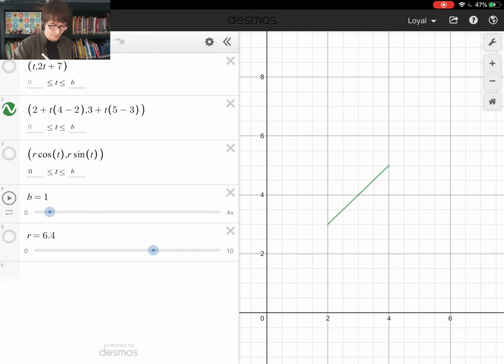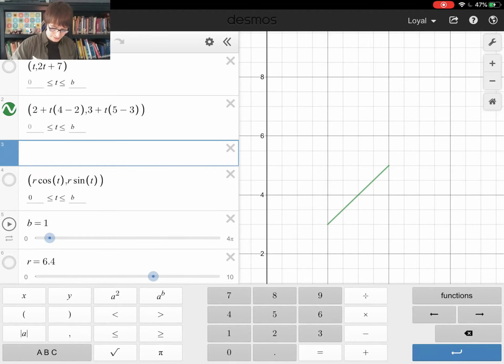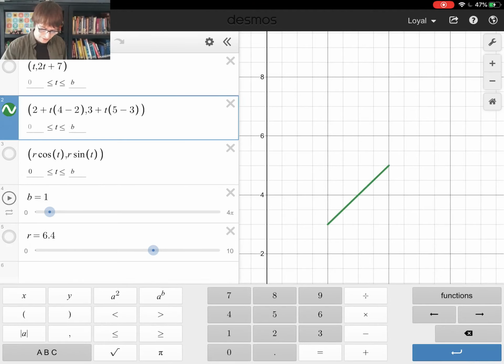So what this graph is saying is we go from 0 is less than or equal to t, which is less than or equal to 1. That's our parameters on the left side, because I went from 0 to b, and b is 1. What we can see is that this creates a line segment that goes from the first point to the second point.